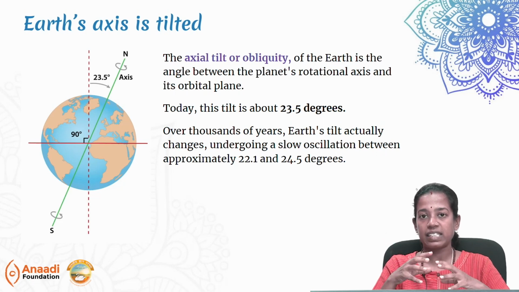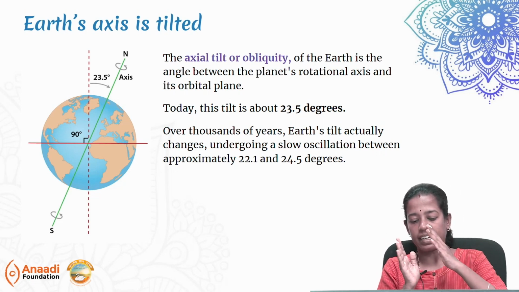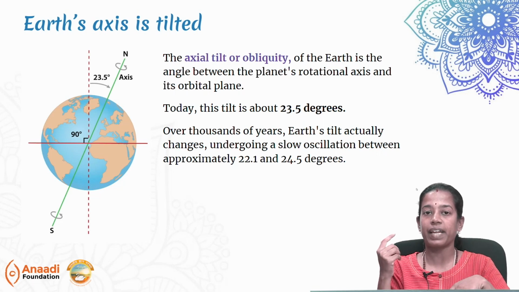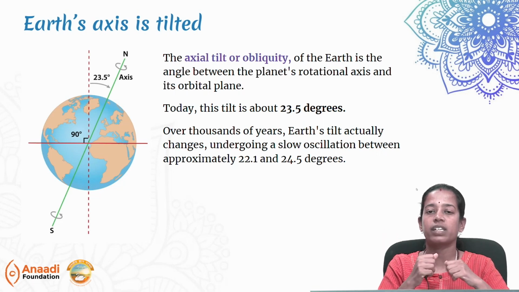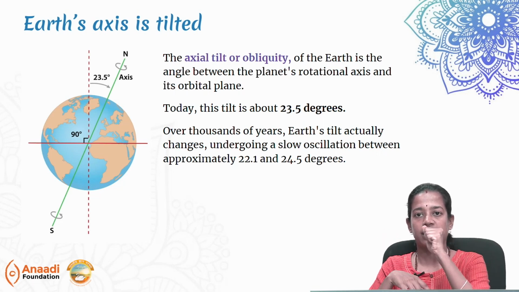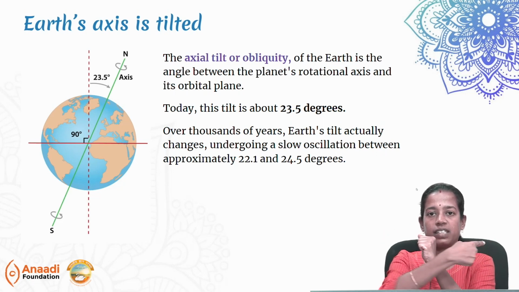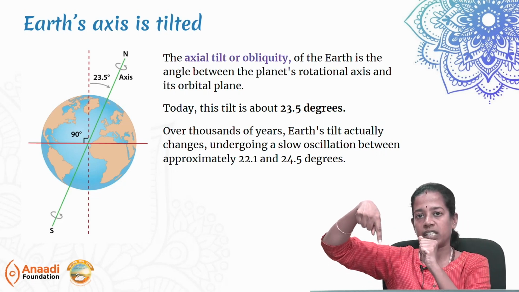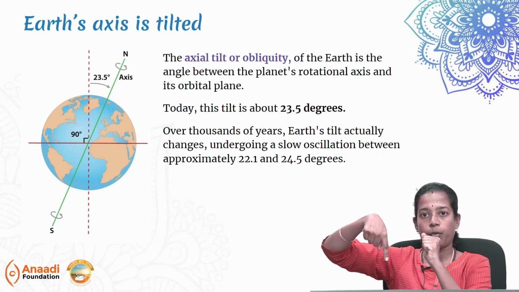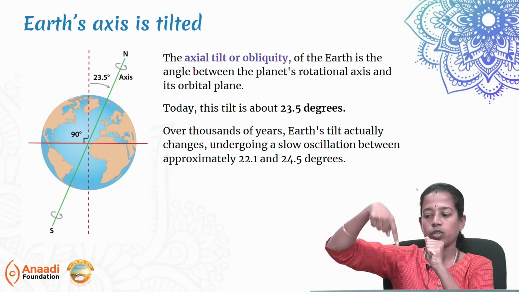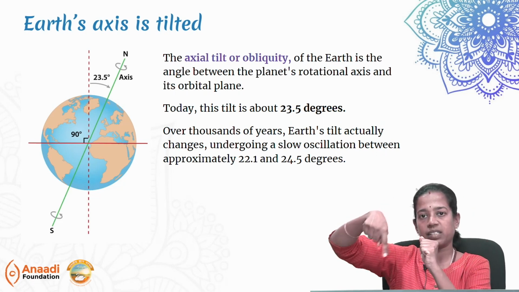So the Earth's axis is actually tilted with respect to the plane of the orbit around the Sun. What does this mean? Let's assume that this is the Sun. So what did we see about the orbit? The orbit of the Earth, this is Earth. So the orbit of the Earth is elliptical, which is like this. It's not a perfect circle. So there is an aphelion point and there is a perihelion point. So it orbits the Sun like this.